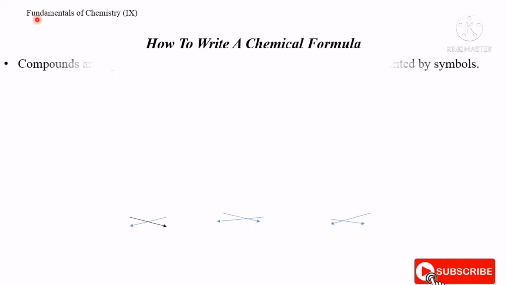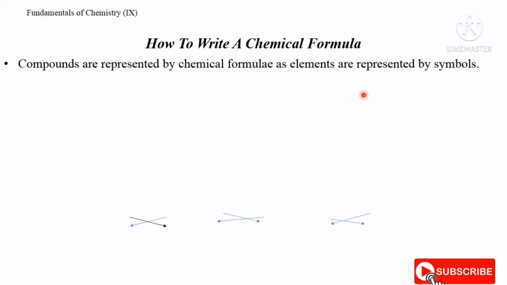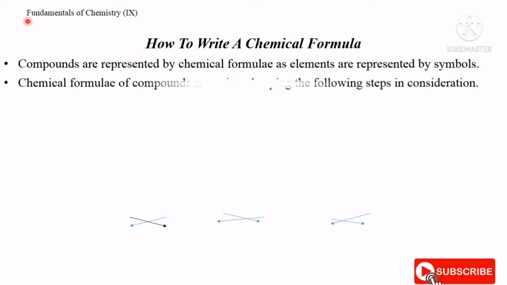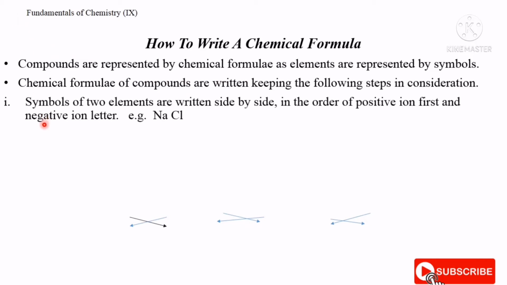As we know, elements are represented by symbols, and in the same way compounds are represented by chemical formulas. The chemical formula of a compound is written keeping five steps in our minds. Number one: symbols of two elements are written side by side in order of positive ion first and negative ion later.